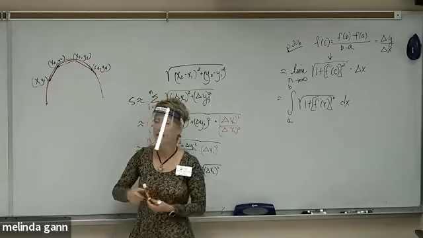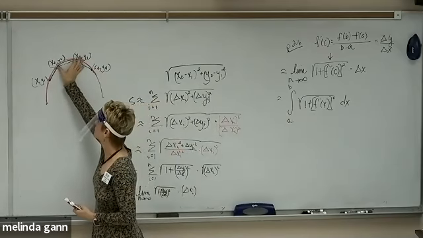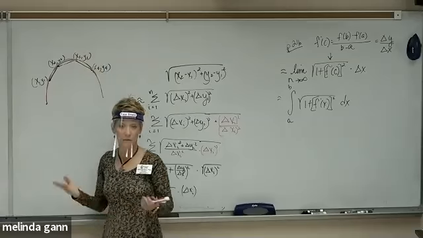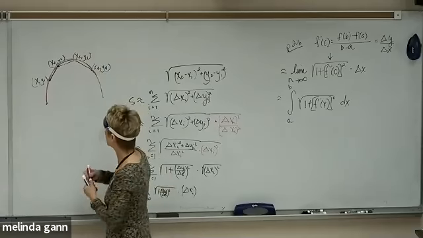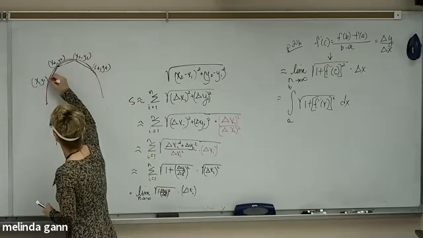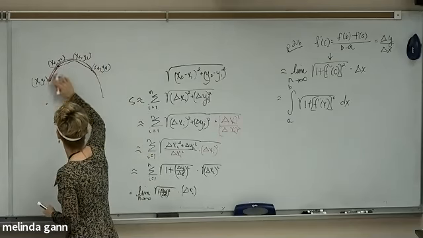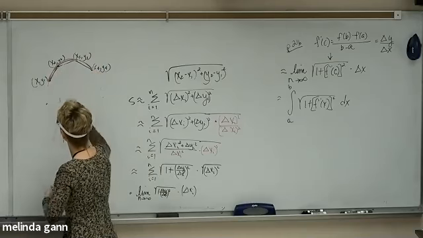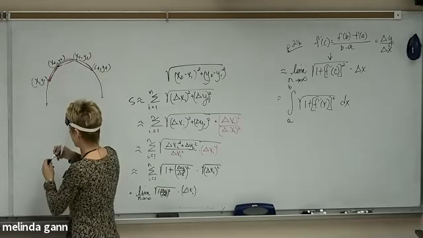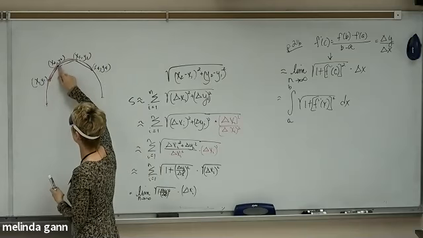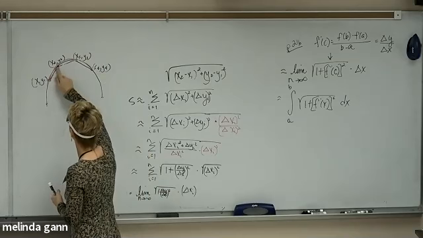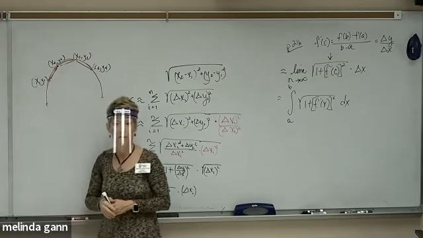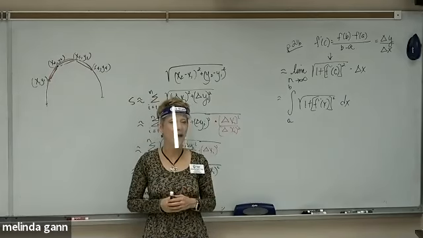But I could estimate it by finding segments, and then doing what with those segment lengths? So if I measured from here to here, if I wanted the measurement from that all the way to that, what I could do to get an estimation is measure straight from here to here, and then measure straight from there to there, and then measure straight from there to there, and then do what with those three segment lengths? Add them up.